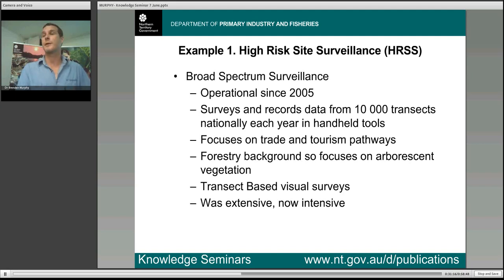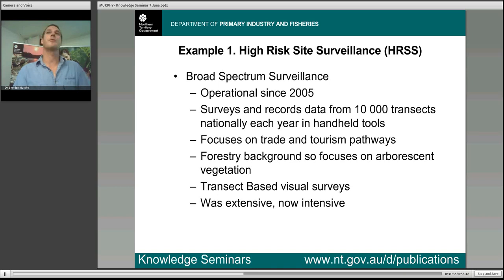It's based on transects, where we do intense visual surveys of small transects. It used to be extensive. It used to be people walking around a park. They'd see some damage in a tree, a dead, dying tree, and they would respond to that.